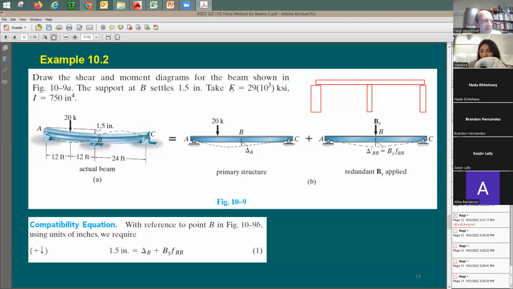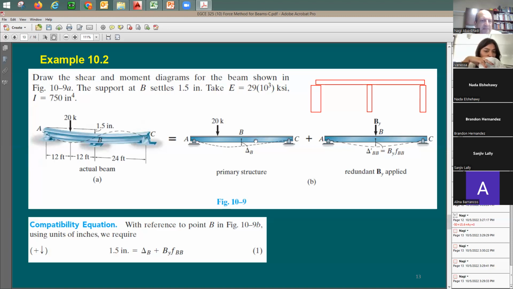And they give you E, and they give you moment of inertia I. You say, okay, go ahead and solve, draw the moment diagram and the shear diagram. You say, this is now something new. Settlement, I didn't hear about it, and I need to include it in my equation. So now this is going to be the actual beam, right? I need to do the primary structure like the zero system.